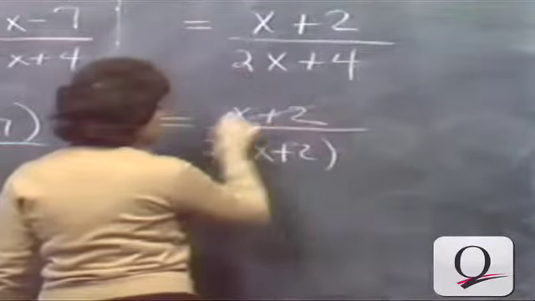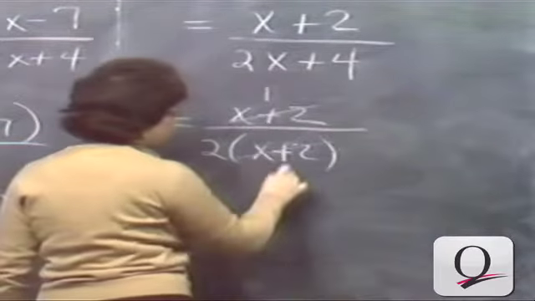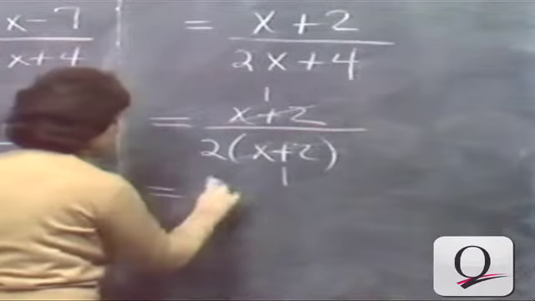Divide x plus 2 by x plus 2, you get 1. Divide x plus 2 by x plus 2, you get 1. So your final answer is one half.